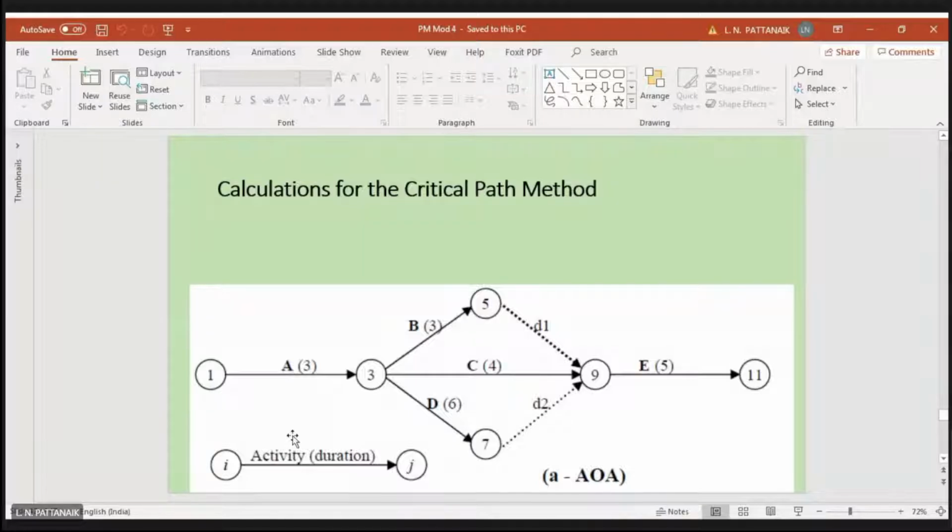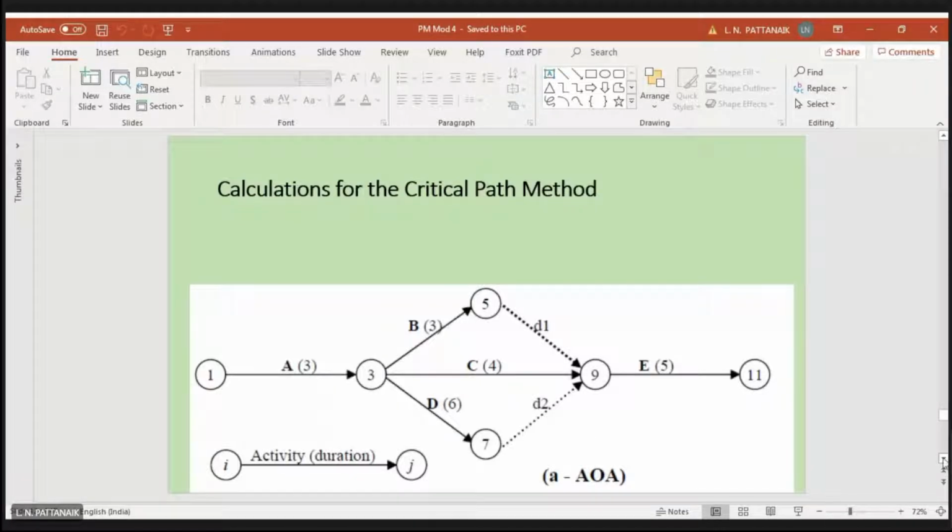How to do the calculations for the critical path and other things like floats, etc. Okay, so first of all, we are going to do the forward pass computation, right? Forward pass. So for the forward pass computation, what we have to do, near each of these nodes, means these circles, we have to prepare a block, right?